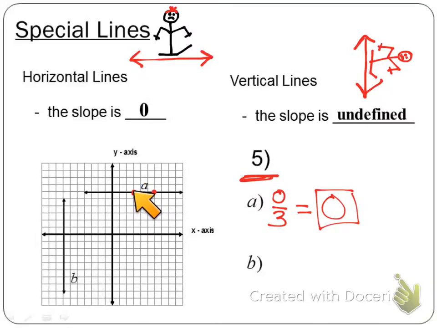So do you see from this point to this point, I don't rise at all. My rise is 0, my run is 3. 0 over 3 is just 0.